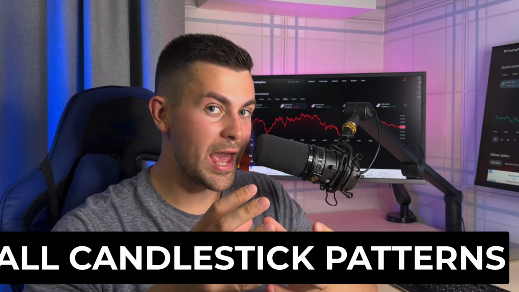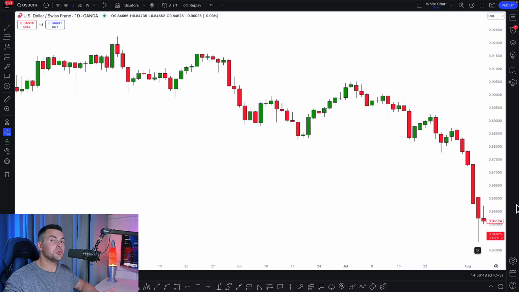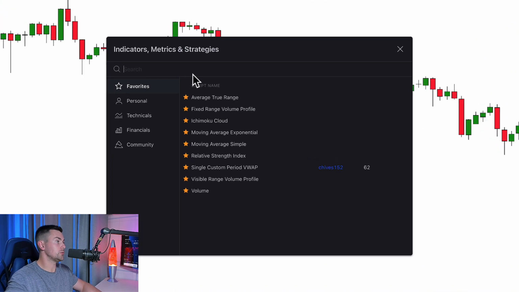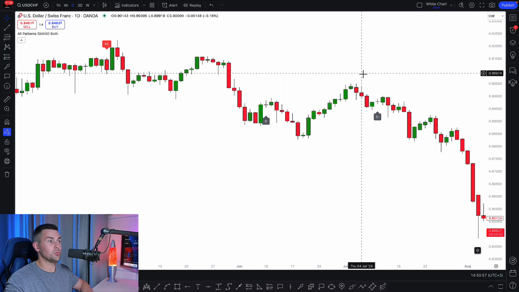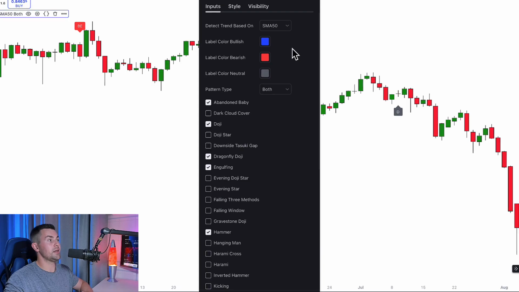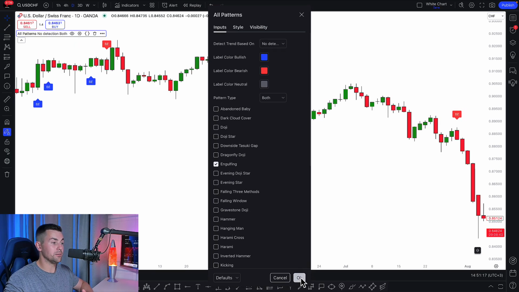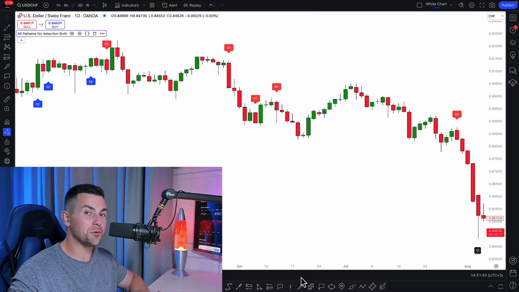It is called All Candlestick Patterns on TradingView. In order to find this technical indicator on TradingView, open the Indicators menu and search All Candlestick Patterns. Click on that and the indicator will appear on your price chart. Then open the settings of the indicator and in Detect Trend Based On, choose No Detection. In Pattern Type, choose only the engulfing candle. That is the only candlestick pattern that the indicator should look for. And then click OK. And now let me show you how to find the order block with that.